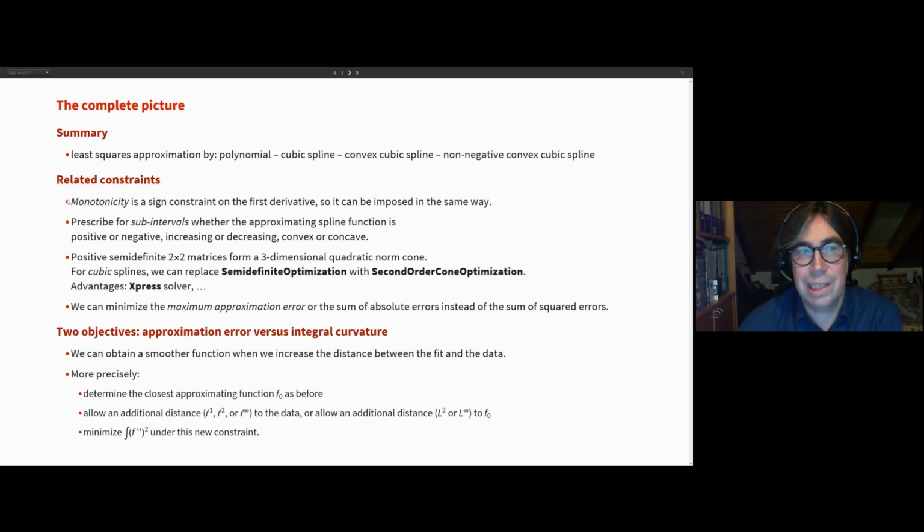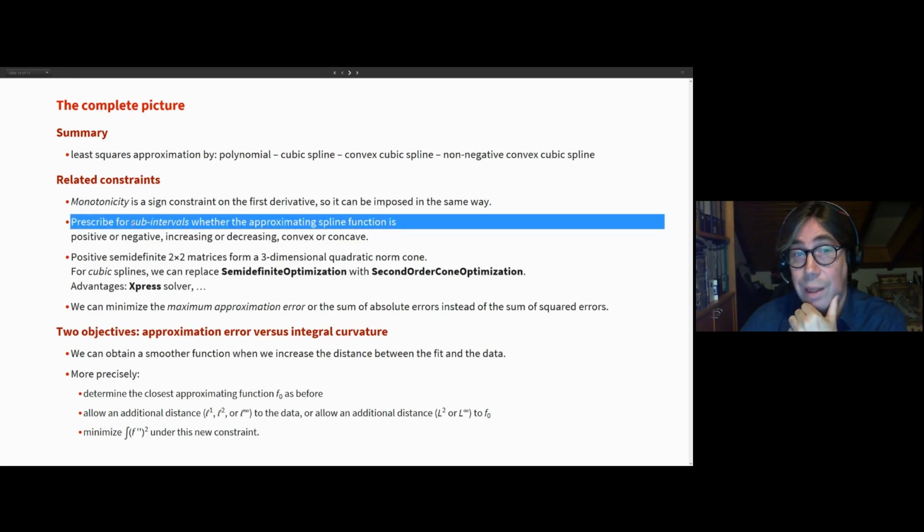Now, monotonicity is a sign constraint on the first derivative, so we can impose it in the same way. We would then probably prescribe for subintervals only whether the approximating spline function is positive or negative, increasing or decreasing, convex or concave.